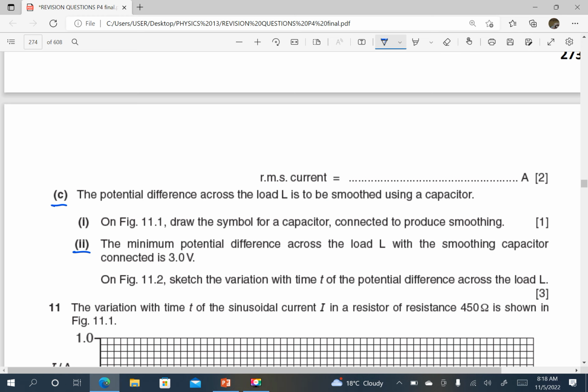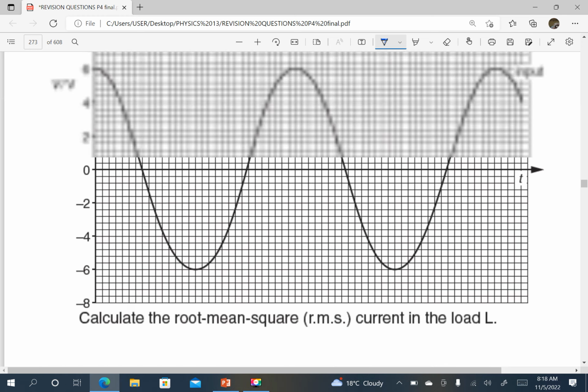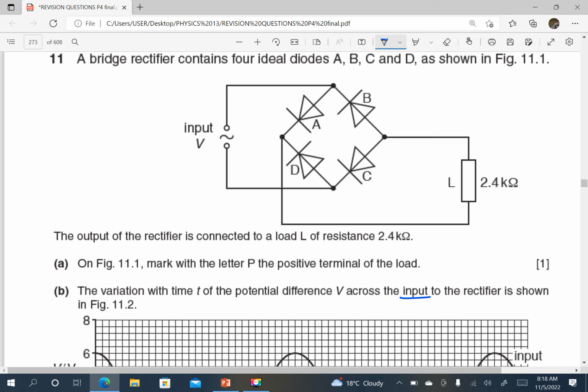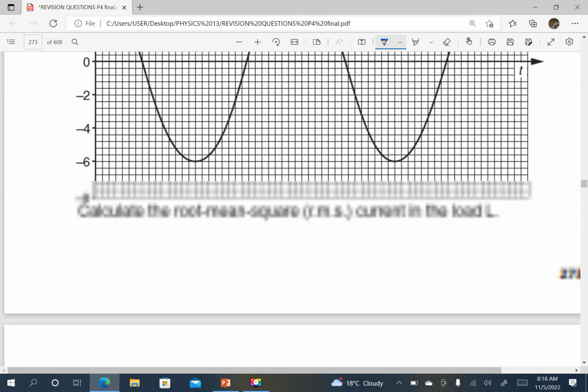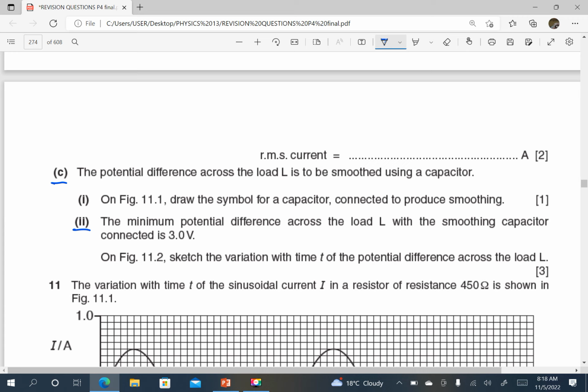For part C, Roman 1, we drew the symbol very well for a capacitor, which is in parallel with the load. And now we want to look at the graph. The minimum PD across the load. Remember, the PD across the load is after rectification, yet the graph which was given was for input, and yet we were supposed to draw on the same graph the variation with time t of the potential difference across the load.